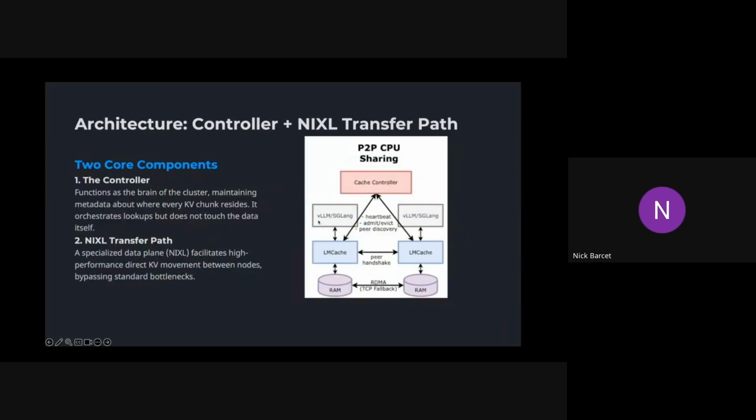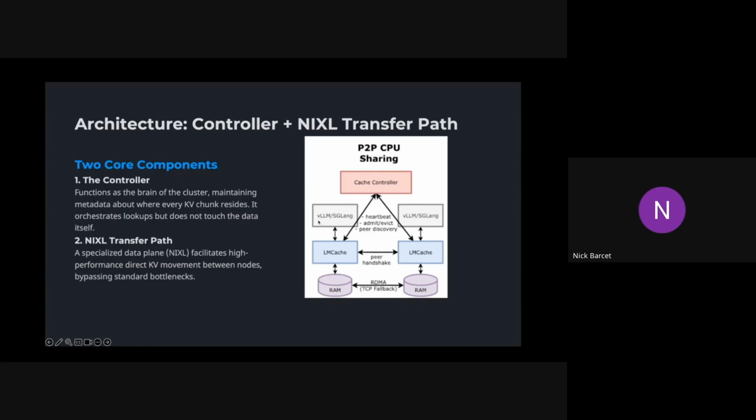The P2P read sharing architecture has two main components. First is the controller. Think of it as the brain of the cluster. It stores metadata: which instance has which KV trunk? It orchestrates lookups, but never touches the actual data payload.